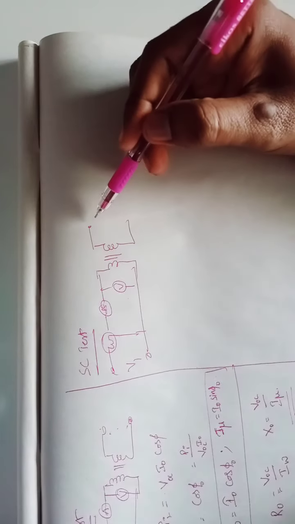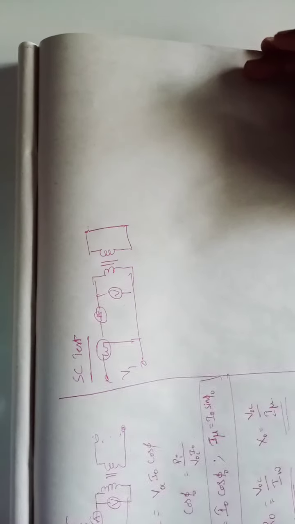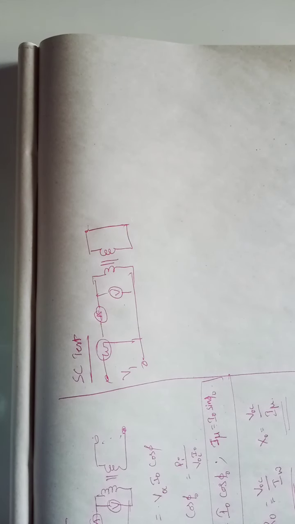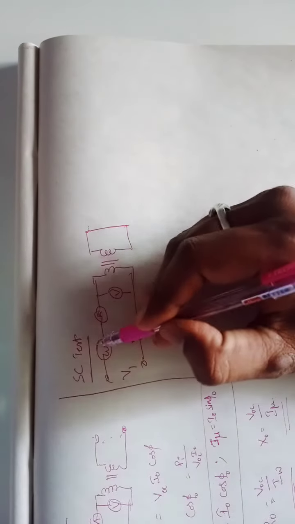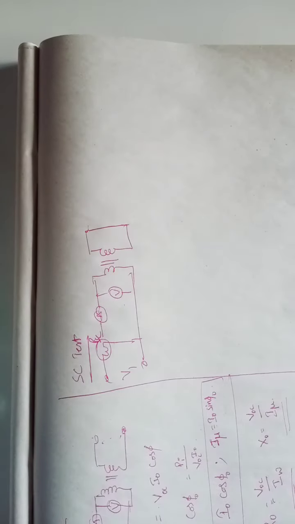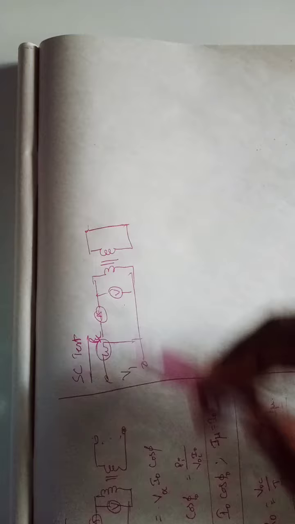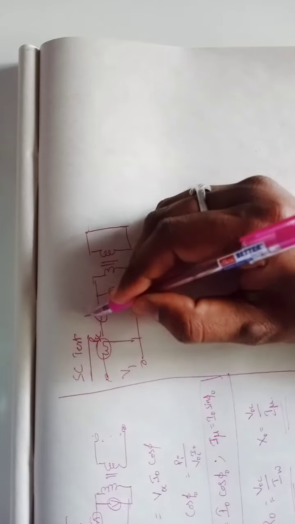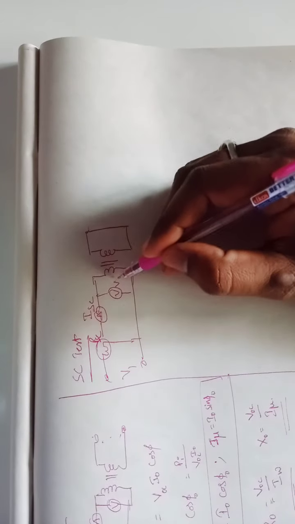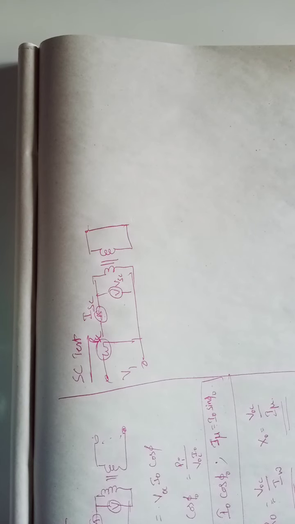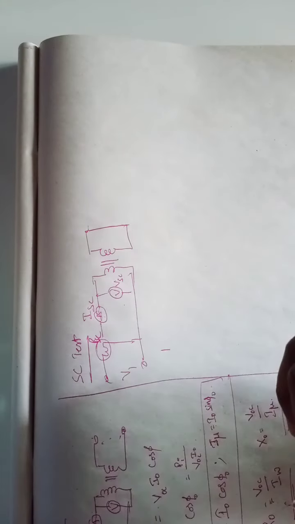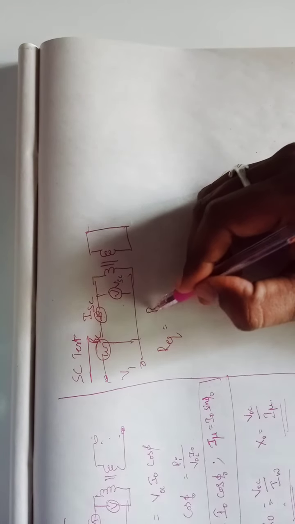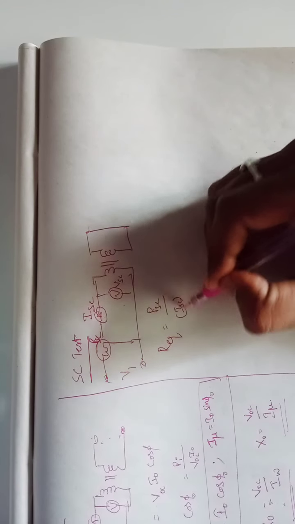So let us make a short circuit of the secondary winding. The short circuit is made across the secondary winding. The wattmeter reads P_SC, the power at the short circuit level, and you know the ammeter reads I_SC and the voltmeter reads V_SC. If you want the R equivalent, it is P_SC by I_SC square.